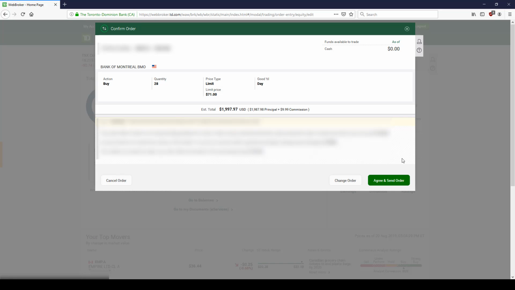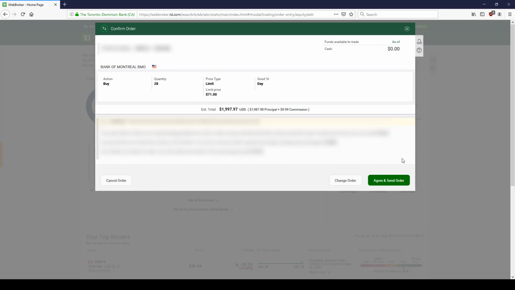And this is a good opportunity just to review all of the information. So we've got the company name, the ticker symbol, the market, which is in the US. We are going to be buying the shares today. The quantity is 28. We've set the maximum price, the limit price we're willing to pay, which is $71. The order is good for today.